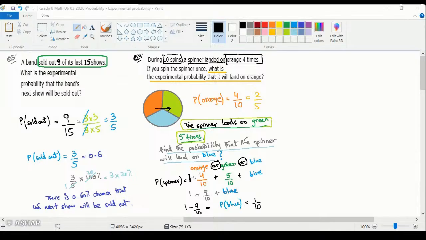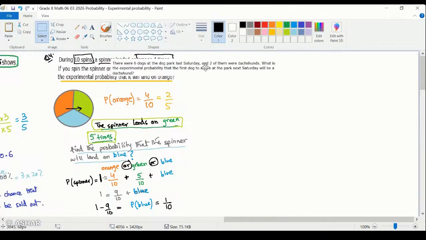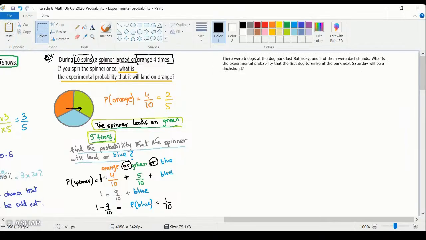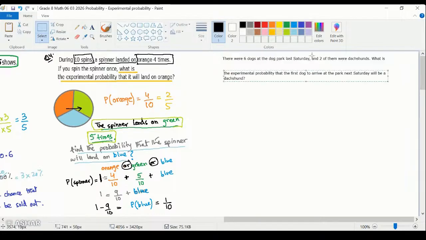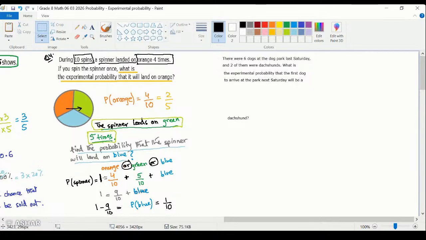Let's look at another question. There were 6 dogs at the park. Just a moment, please. The next question, it says, let me just realign this and resize. Okay. Just a moment, please.